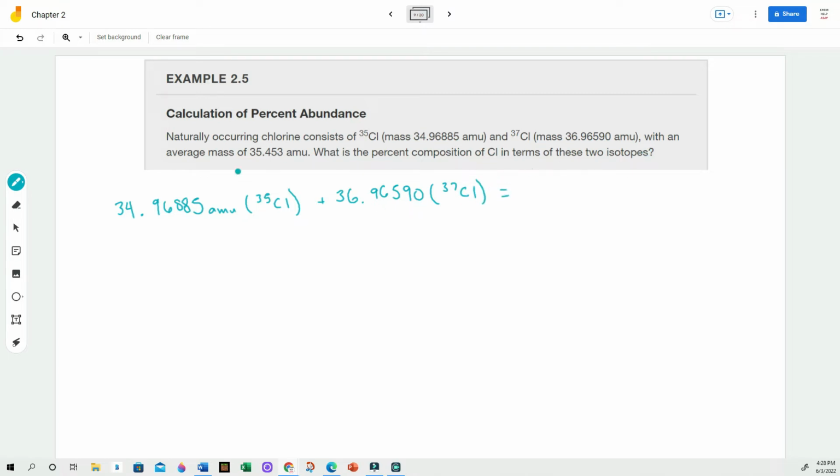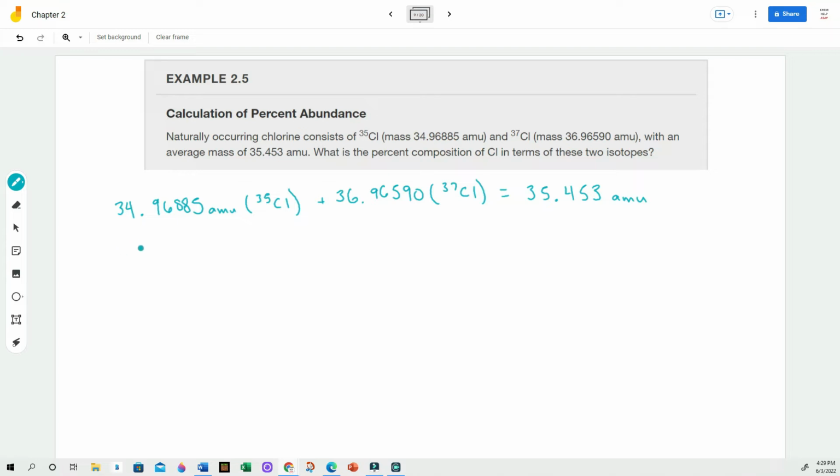me my weighted average. Well, we actually have our average mass right here. So we do have a number for that. 35.453 AMU. Okay, so what we've got here is an equation with two variables. Well, we can't solve for two variables with one equation, so there must be more information that we know, even though nothing else is explicitly stated in the problem.